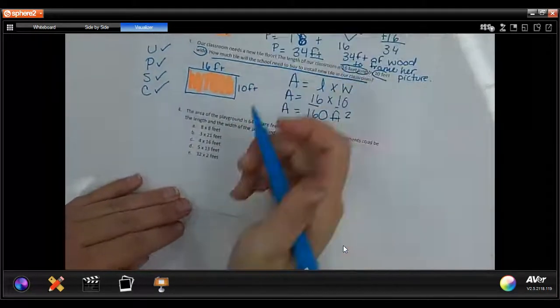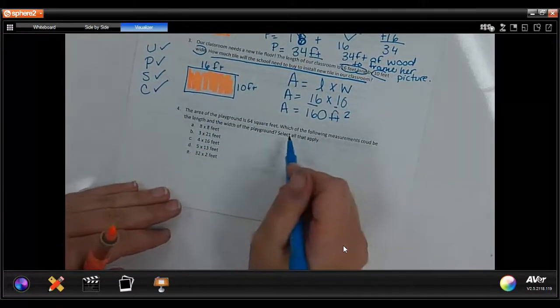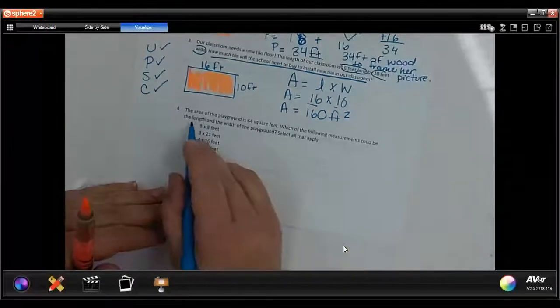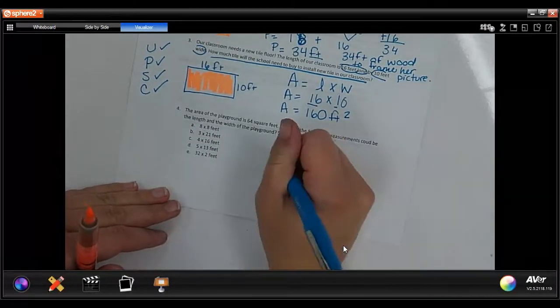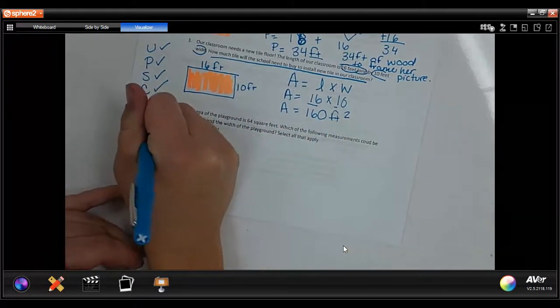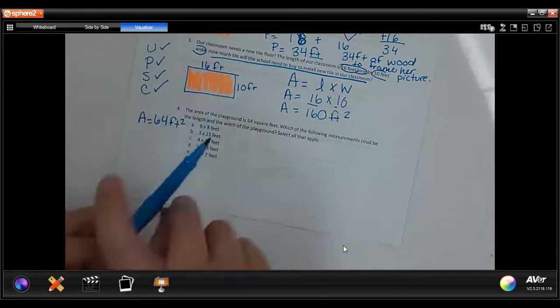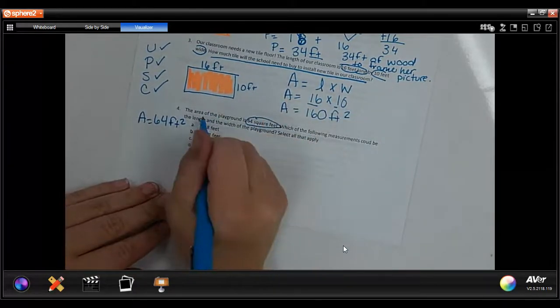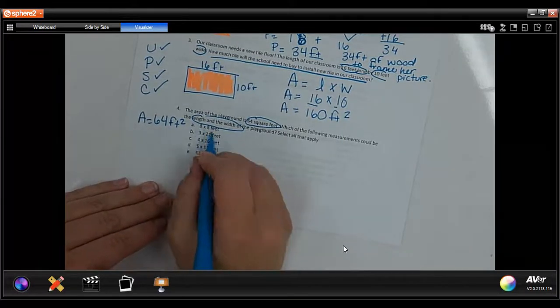Last one on this page. The area of the playground is 64 feet. Which of the following measurements could be the length and the width of the playground? Select all that apply. So I need to find ones that have area of 64 feet squared. And these ones down here are going to tell me the length and the width. So I'm going to solve each of these.